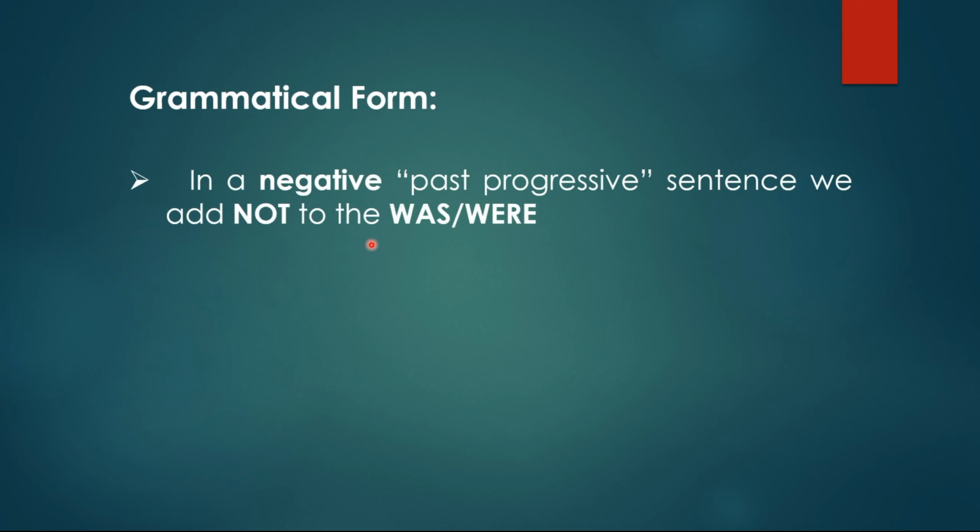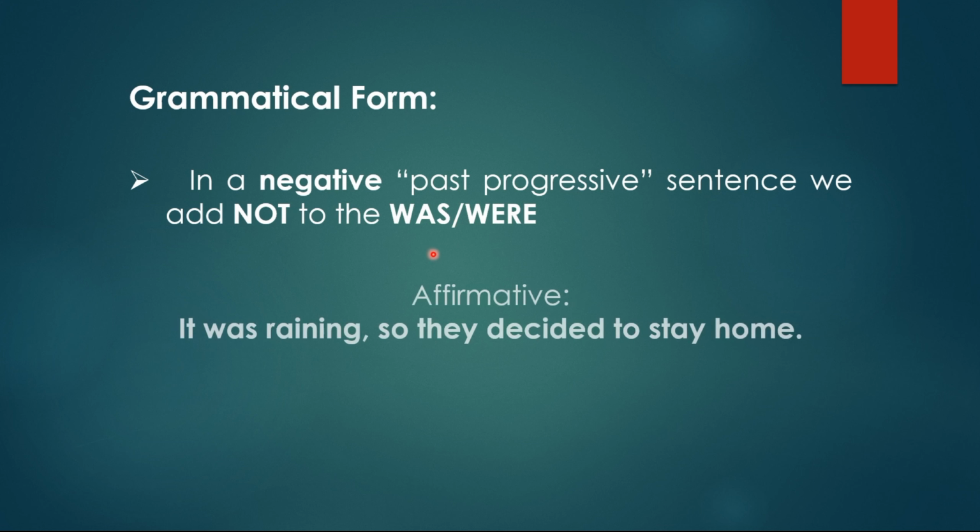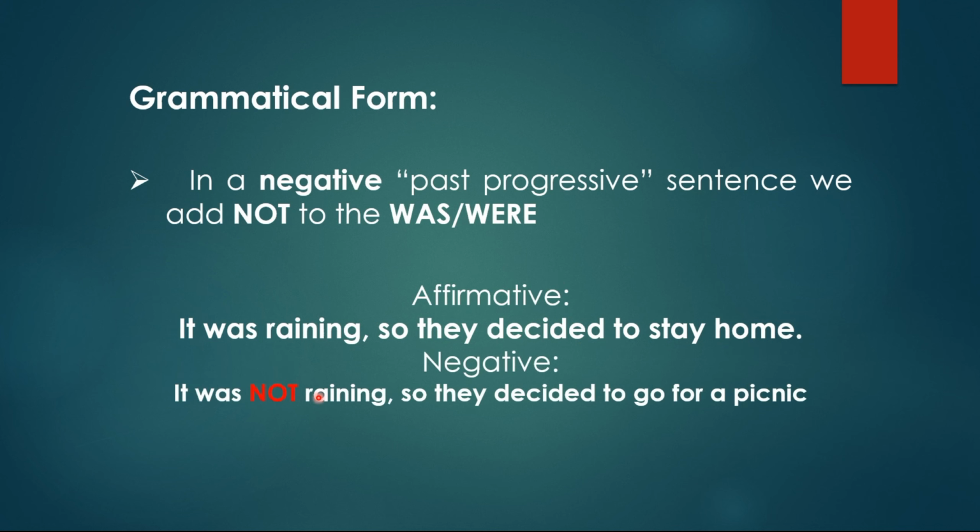It was raining, so they decided to stay home. This is the affirmative sentence, was raining. And the negative would be was not. It was not raining, so they decided to go for a picnic.